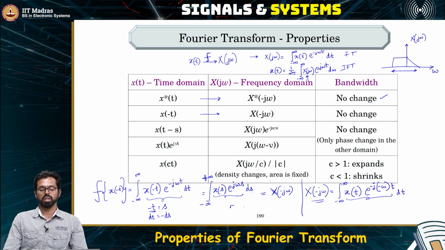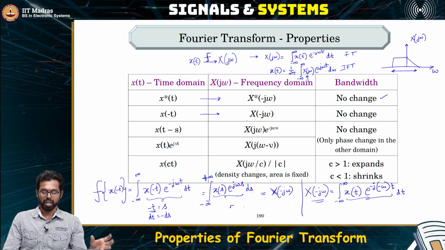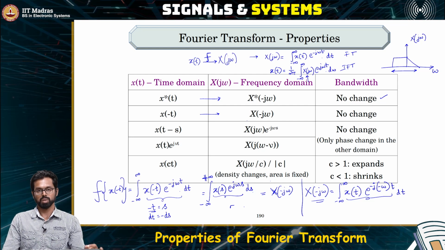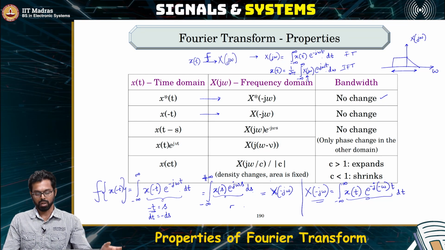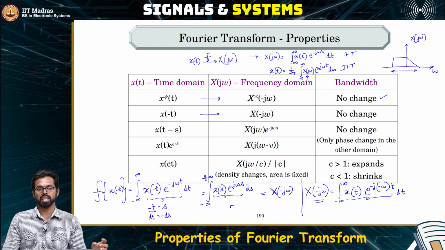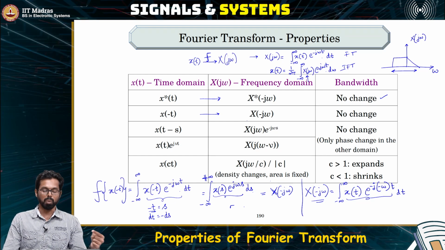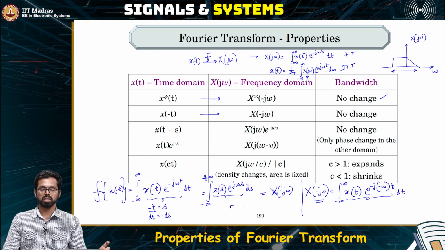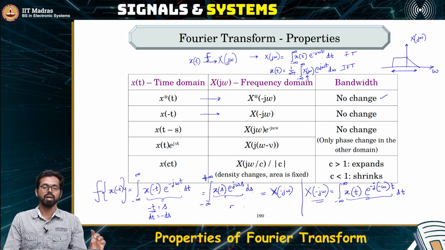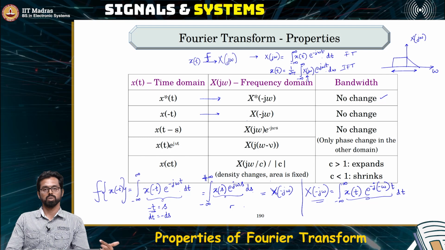Which means if there was a component at, let's say, a frequency of omega, a phasor with frequency omega, and it has some coefficient, let's say a magnitude of 10. Now after time reversal, this phasor starts rotating in the opposite direction, which means the phasor now corresponds to a frequency of minus omega. So the frequency of minus omega will now have this magnitude 10.